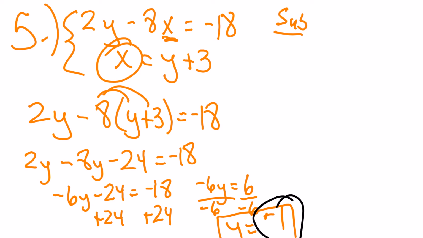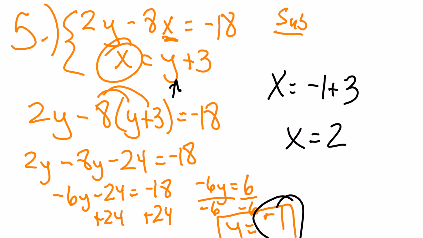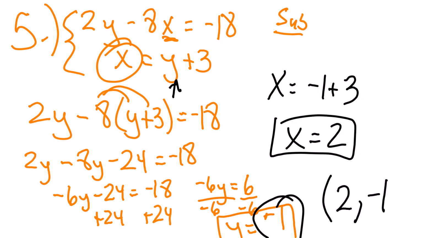Right. Now, this y is equal to negative 1. I'm going to plug it in right here to that y. It doesn't matter which one you pick, you'll get the same answer. I have x is equal to negative 1 plus 3. So I get x is equal to 2. I have an answer for x. I have an answer for y. I'm going to write it as an ordered pair: 2, negative 1. So that's my solution.